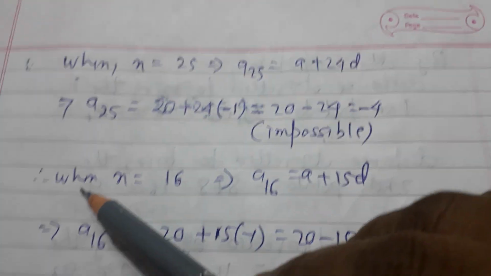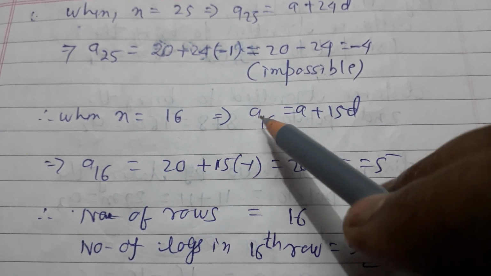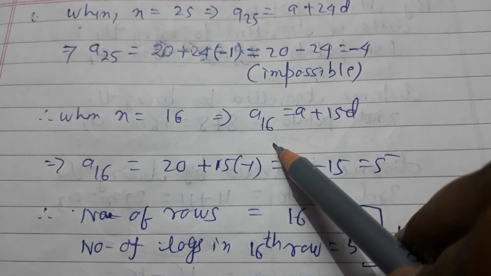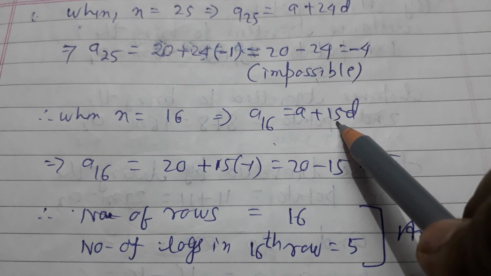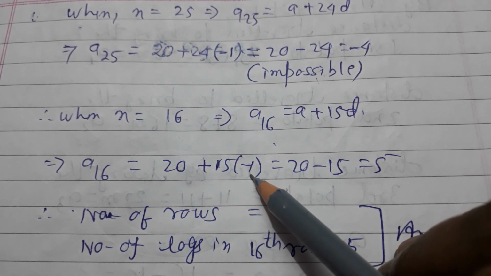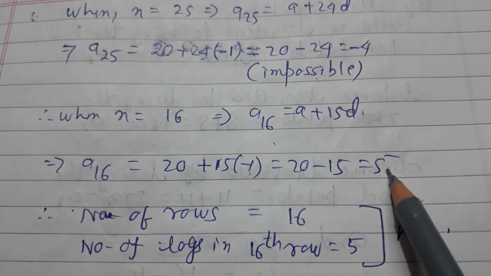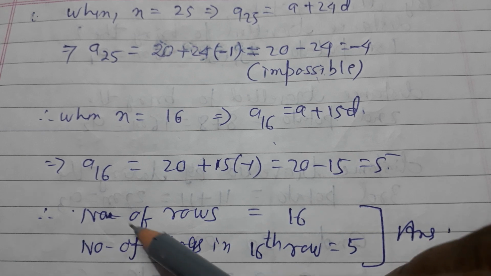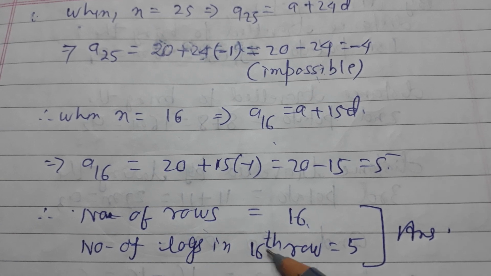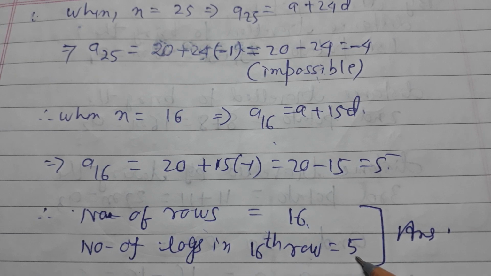So take another value, when n equal to 16. It is the only correct answer. So A16, the number of logs in the topmost row, equals A plus 16 minus 1, 15D, and 20 plus 15 into minus 1, that is 20 minus 15, that is 5. It is possible. So the number of rows equals 16 and the number of logs in the 16th row, the topmost row, equals 5. Okay.